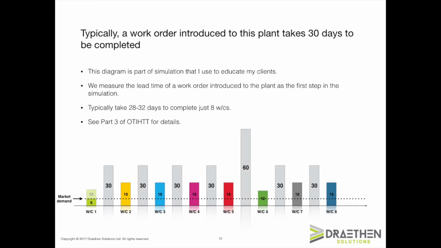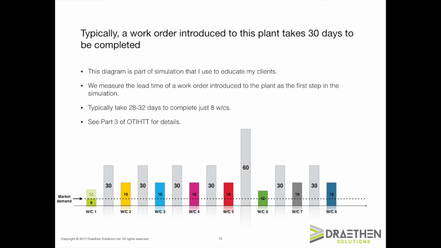I've run the simulation on numerous occasions, and I cannot remember a single occasion where a work order introduced to the plant with the same starting conditions as these on the diagram has taken less than 28 days or more than 32 days to complete its journey through the plant. As I mentioned, if you want to know more about the simulation, watch part 3 of On Time in Half the Time, but the important point for us in this discussion is that the elapsed time is far greater than the processing time.